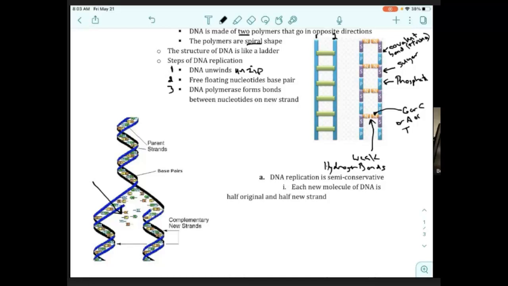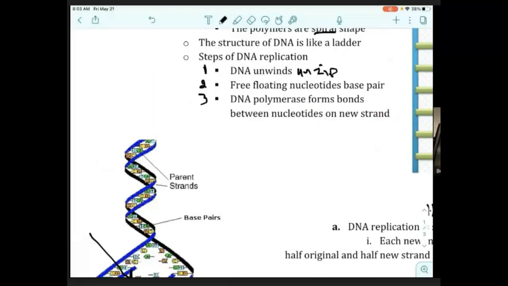Then free-floating nucleotides base pair. Remember, A with T, G with C. What is it? Apples in the tree and cars in the garage. And so let's maybe draw a little arrow. A goes with T, G goes with C. Apples in the tree, cars in the garage.